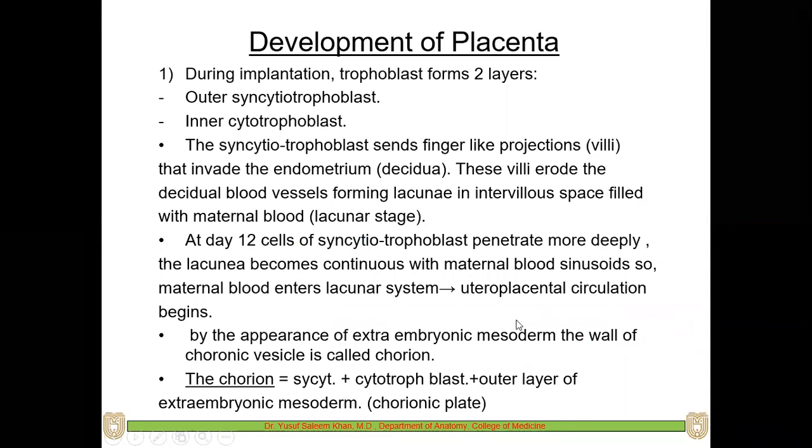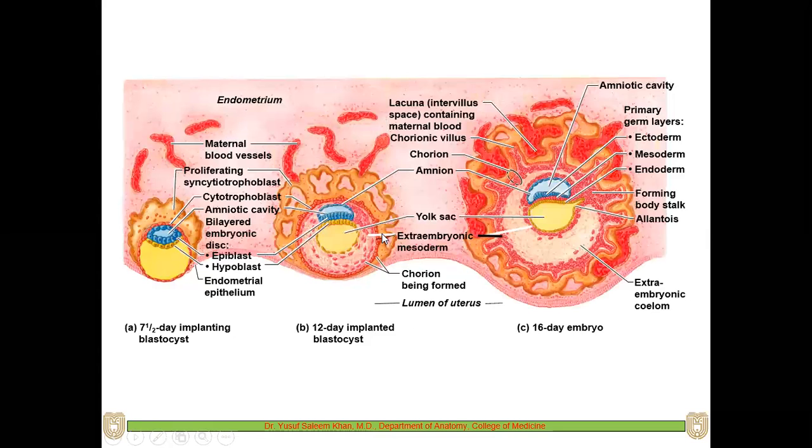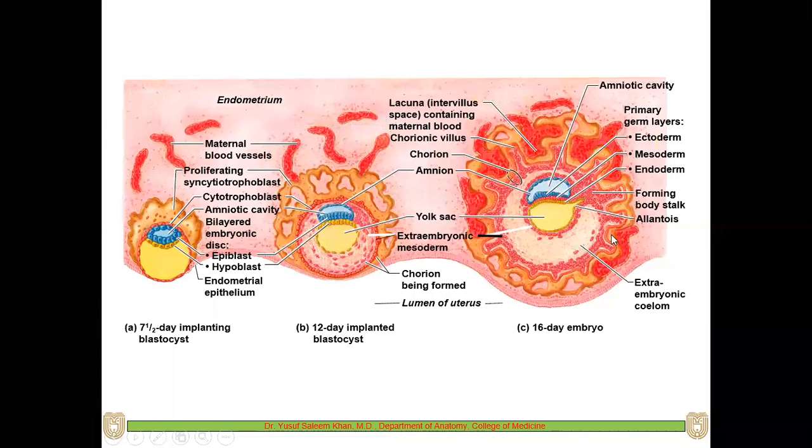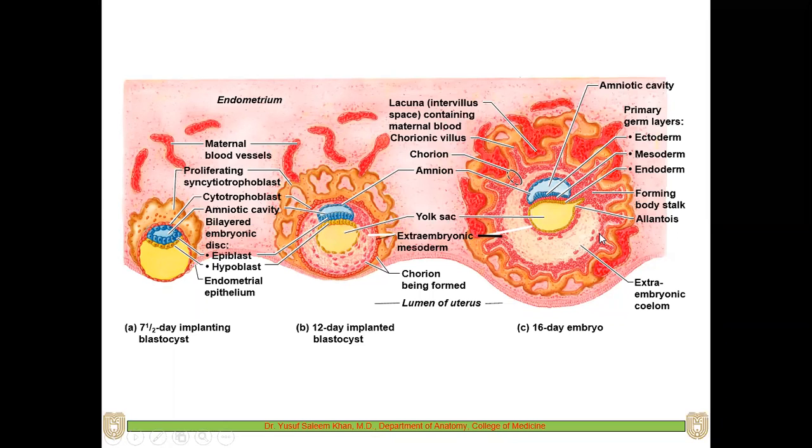By the appearance of the extra-embryonic mesoderm, the wall of the chorionic vesicle is called the chorion, and we had seen these three layers which will form here. This will be called the chorion. Today there was a question on the chorion. So the three layers, which are those layers? That is the somatic layer of the extra-embryonic mesoderm, then the cytotrophoblast and the syncytiotrophoblast. Together they are called the chorion.